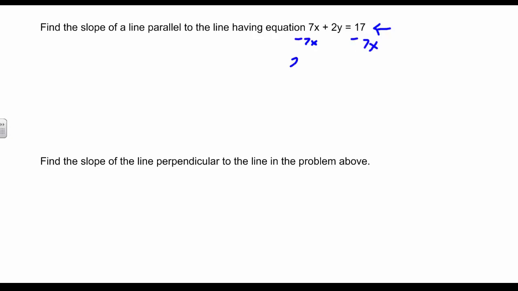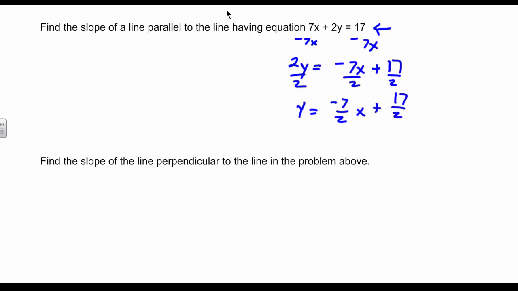So now I have 2y is equal to negative 7x plus 17. I'm going to divide both sides by 2, and y is equal to negative 7 over 2 x plus 17 over 2. So what we're concerned about is our slope, and our slope is the number in front of the x term. And since we're asked to find the slope of a parallel line, we know parallel lines have the same slope, so the slope is equal to negative 7 over 2.